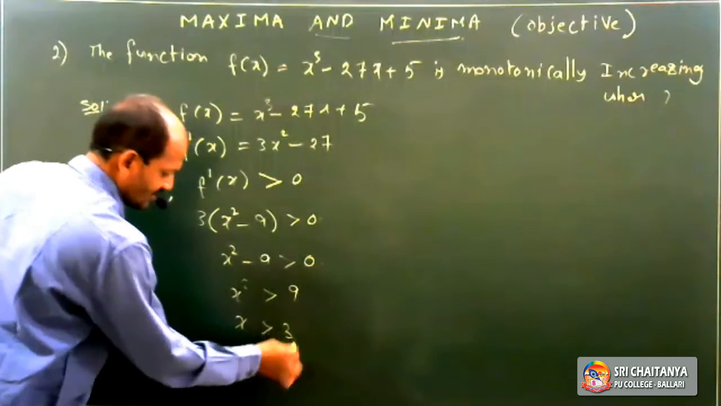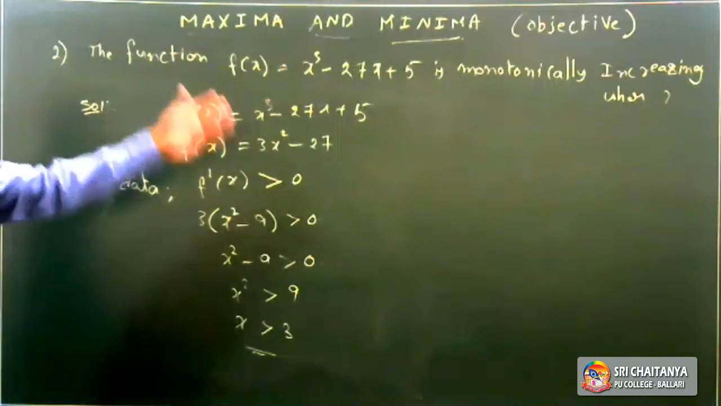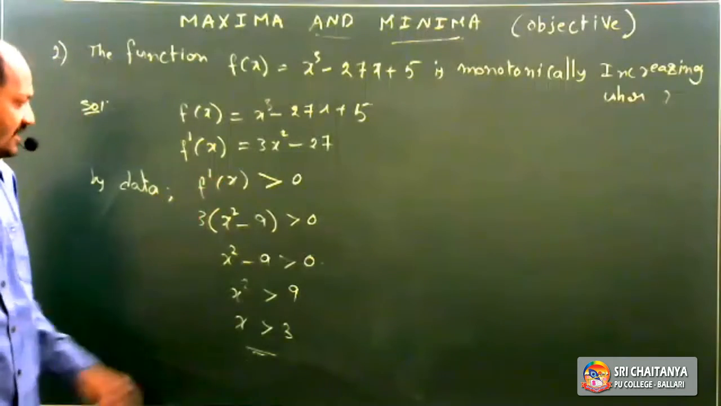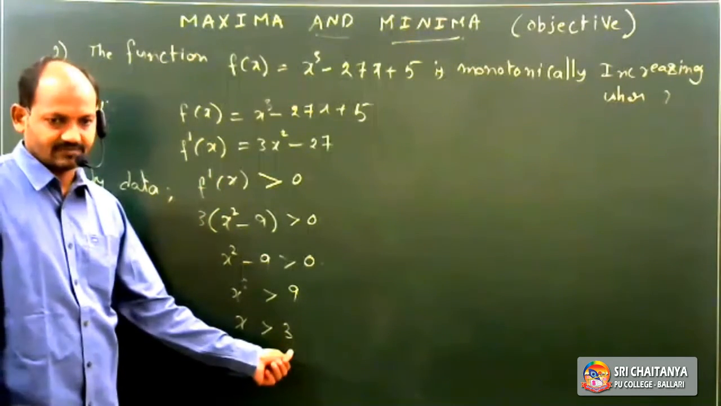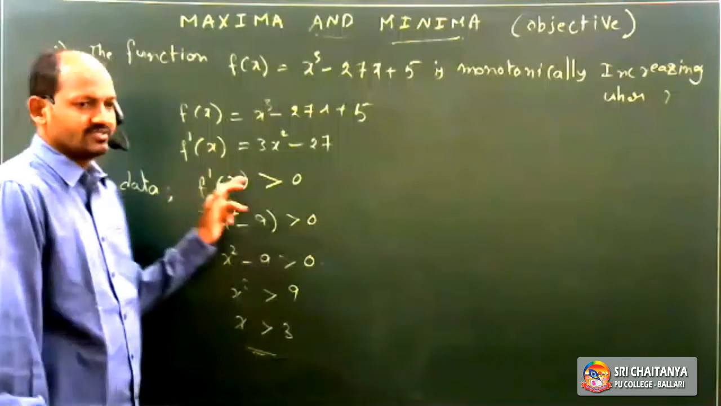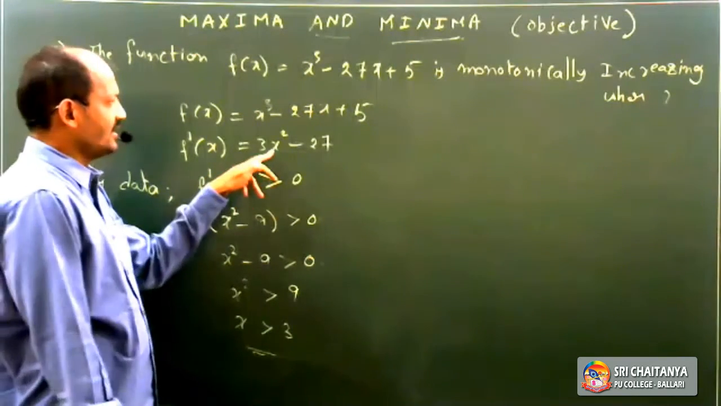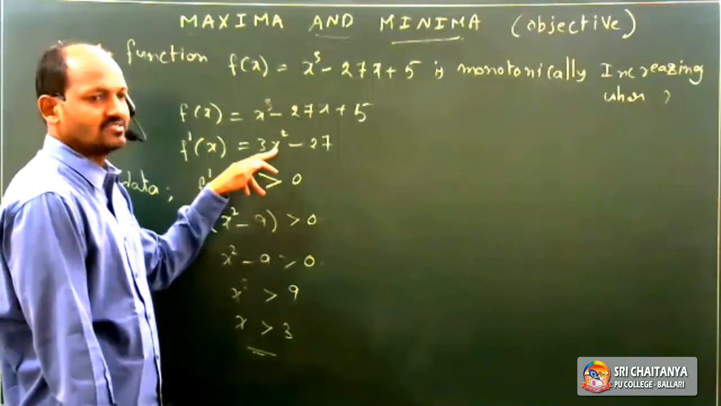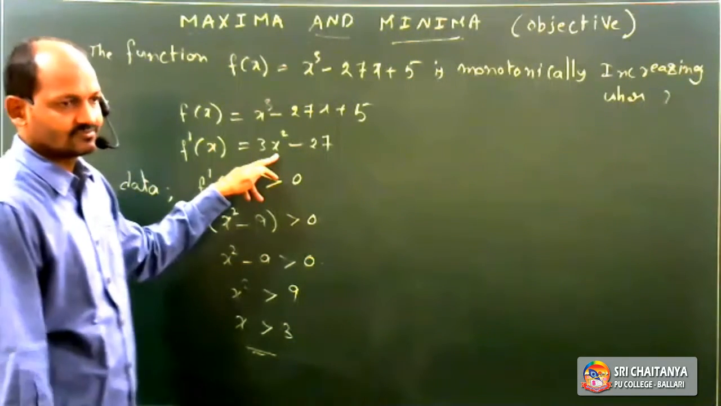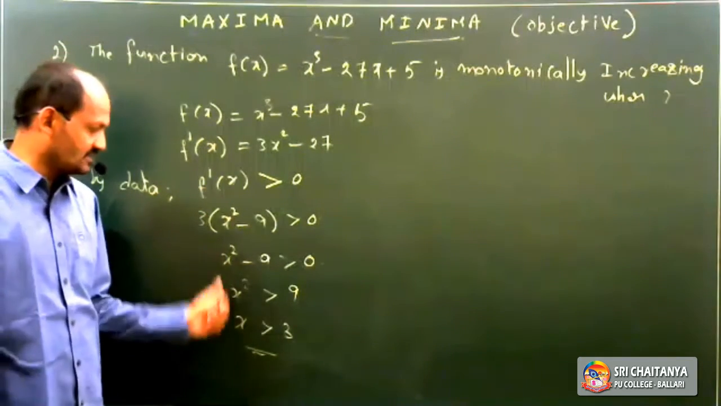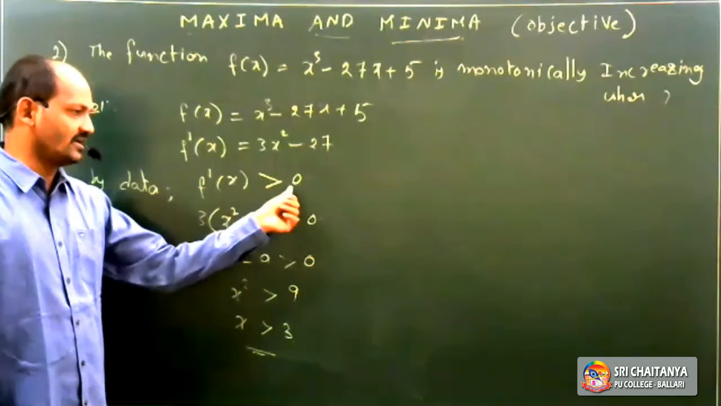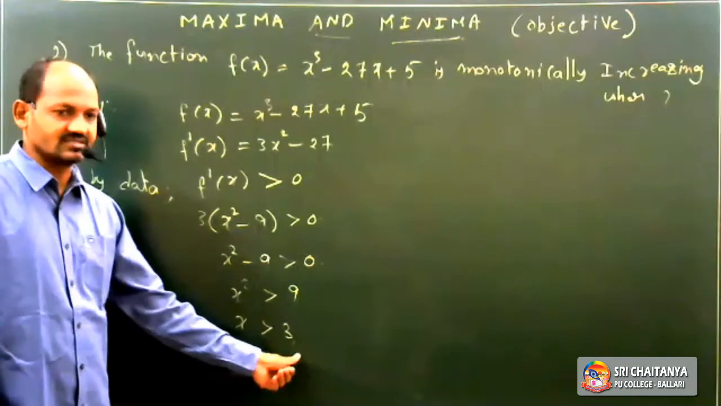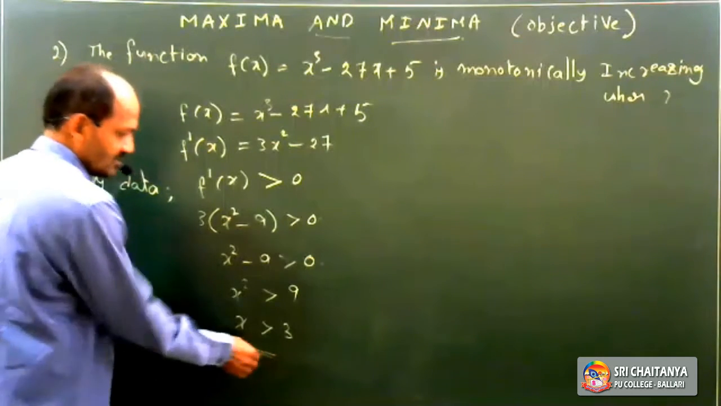x is greater than. So the given function is monotonically increasing when x is greater than. Okay. So first derivative is greater than 0 when, in case x is above 3, values 4, 5, 6 and so on, it is positive. Otherwise it is negative. So it is a monotonically increasing function. That means first derivative is greater than 0. x square is greater than 9. Clearly x is greater than. Okay. Write down.